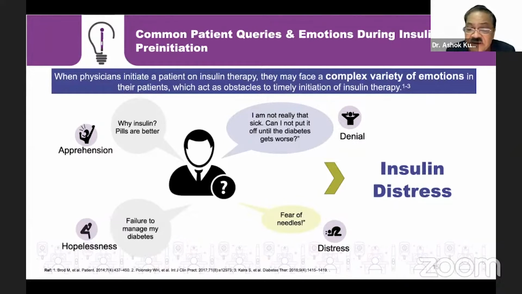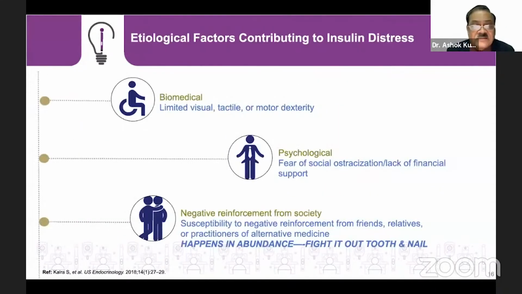The fear of needles, the needle phobia, the distress, the patient falls at our feet saying, don't start insulin. Have I failed to manage my diabetes correctly? The hopelessness. Now, there are really some biomedical limitations like visual, tactile, or motor dexterity problems in elderly people. But dear friends, to make a long story short, we have technology today like Click Count and various ways where we can overcome these biomedical limitations. Psychological limitations are very important.